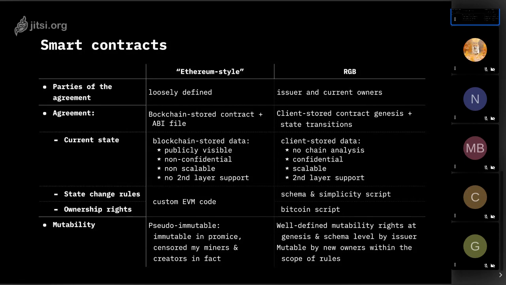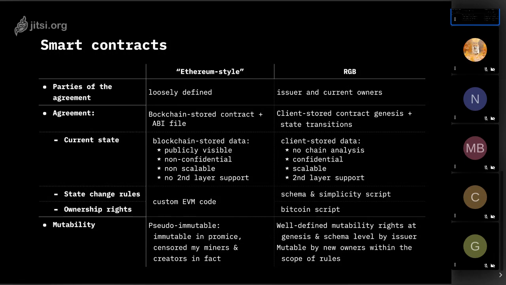First of all, the parties of the agreement, because a smart contract is always an agreement. A contract is an agreement, even if it is smart. And the parties of the agreement, in the case of Ethereum style, are very loosely defined. It's like a world contract, a world computing. It's really hard to guess who affects the contract, because like we had with the DAO hack, it was a situation where miners, who were not a part of the agreement and not owners of the tokens, actually took a decision on the smart contract state and its evolution.